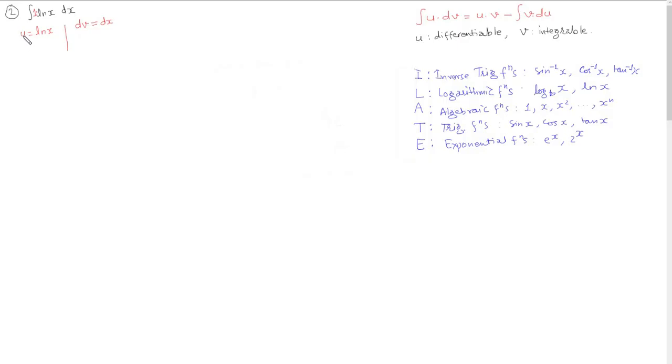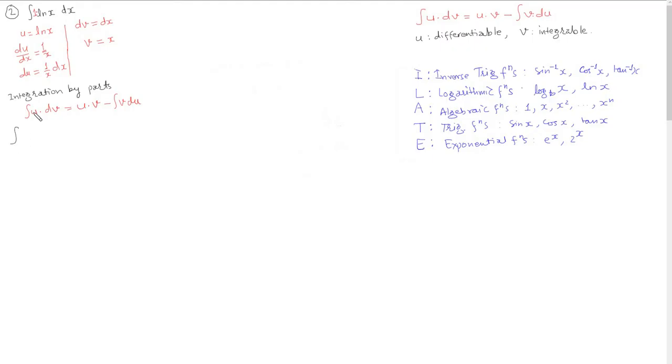Now let us differentiate u equals ln of x. du over dx is 1 over x, right? Then you can simply write this as du equals 1 over x dx. So let us integrate both sides, which will give us v equals x. v equals integration of dx, which is just x. Now I start the integration by parts.